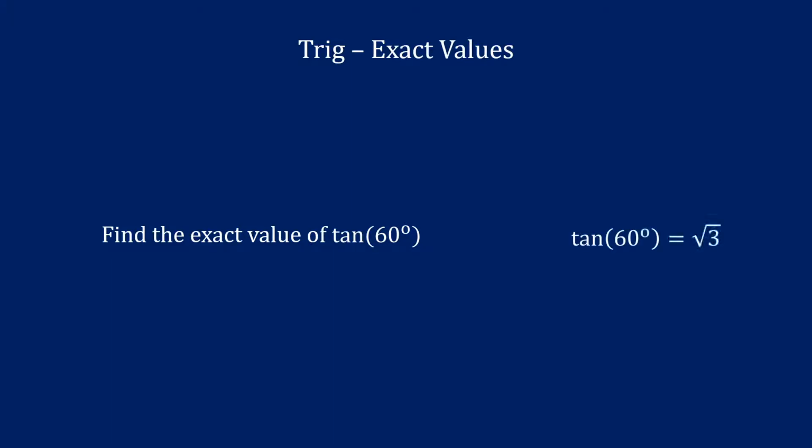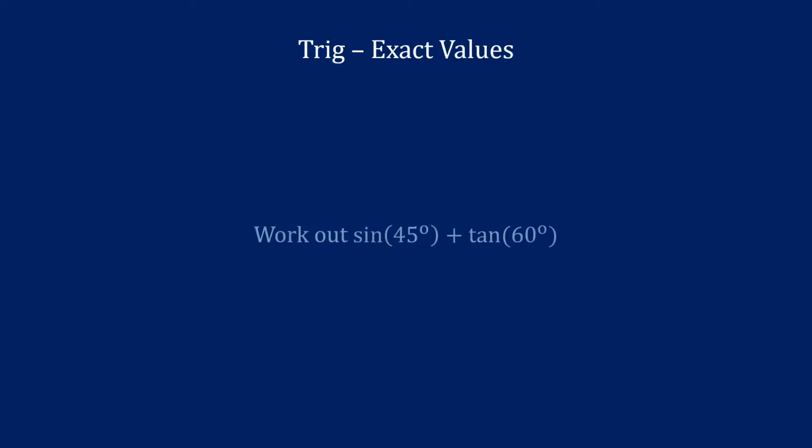Cool, you should get root 3. And final one, find the exact value of tan 90. Tan 90 should be undefined. That was a tricky one. Why is it undefined? Because you end up having to divide by 0. So tan 90 is actually not a thing. Tricked you there. Cool. Now take a look at this question.